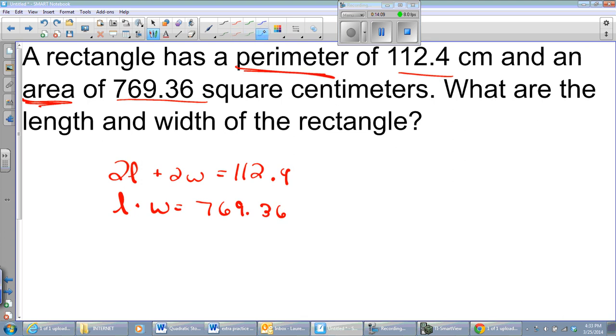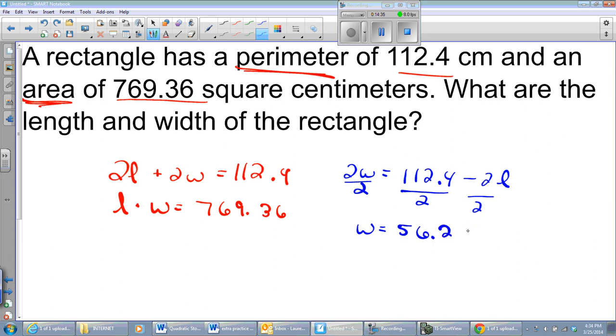All right, I'm going to solve by substitution. I'm going to divide by 2. Well, I'll subtract off the 2L. So I'll get 2W is going to equal 112.4 minus 2L. Then I'll divide by 2, and I'll get W equals 56.2 minus L. So I'll write L times the quantity of 56 2/10 minus L, and that'll equal this number here.